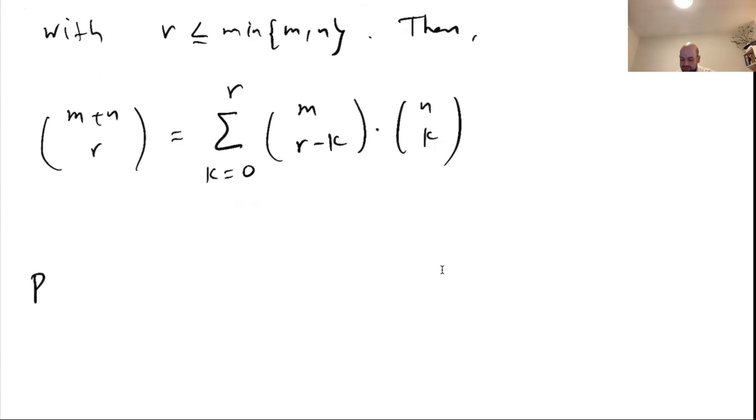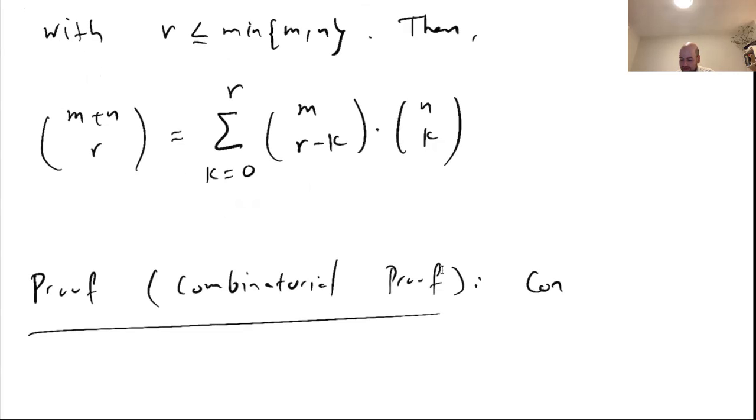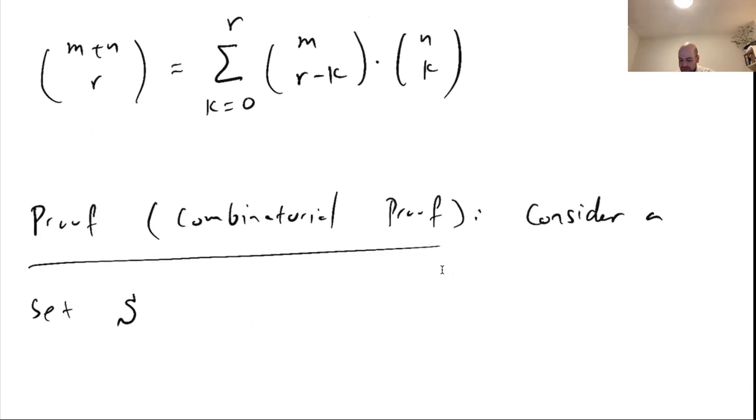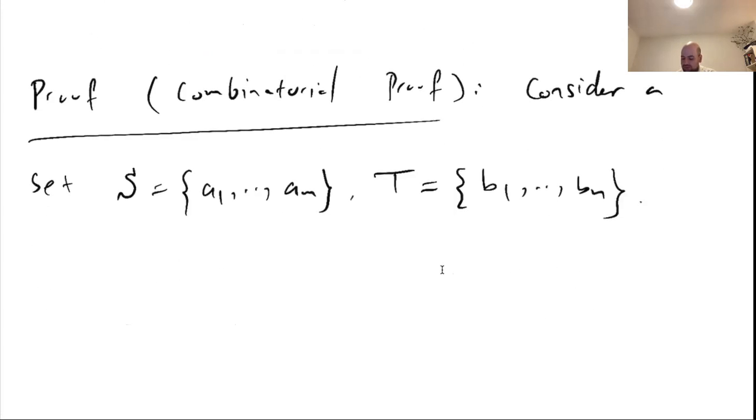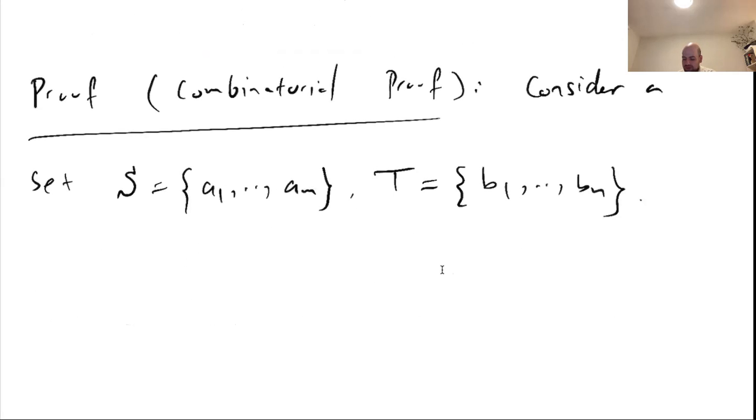So, combinatorial proof. Consider a set S, let's say A1 to Am, and T equals, let's say, B1 to Bn. So let's consider two sets, one set with m elements and one set with n elements.